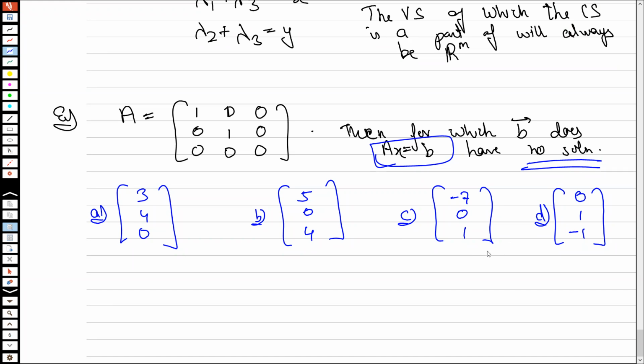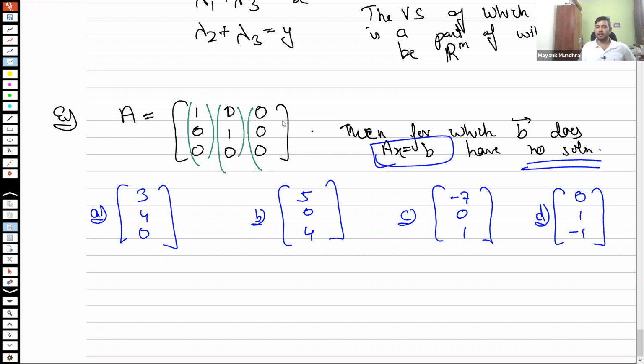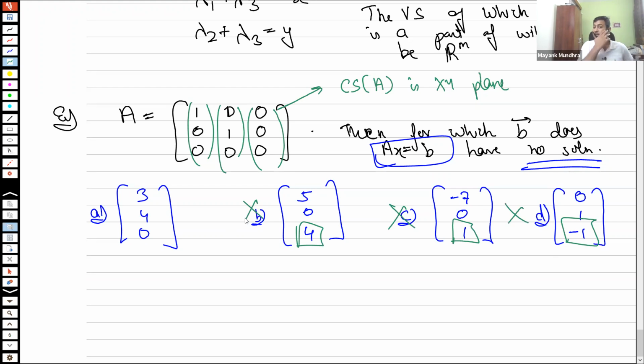Sir, B, C, and D. B, C, and D. That's actually correct. So the idea is that I saw that for this particular matrix, the column space is the XY plane. So any vector in the XY plane will have solutions, but anything off the XY plane will not have a solution. So the Z coordinate needs to be 0. But here, the Z coordinate is non-zero. So you will not have any solutions for B, C, and D.